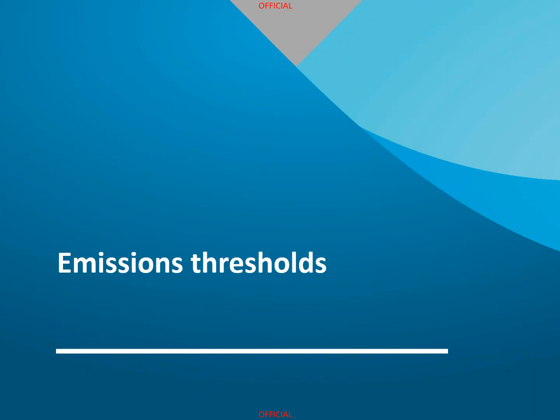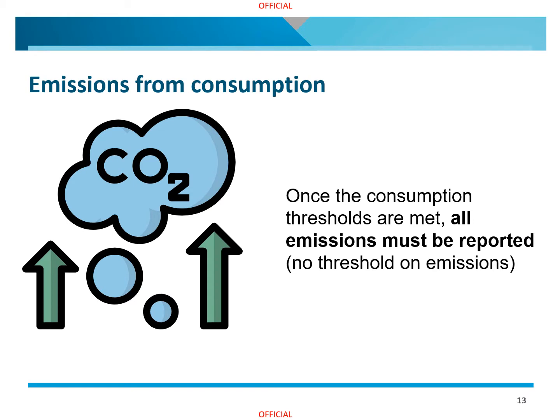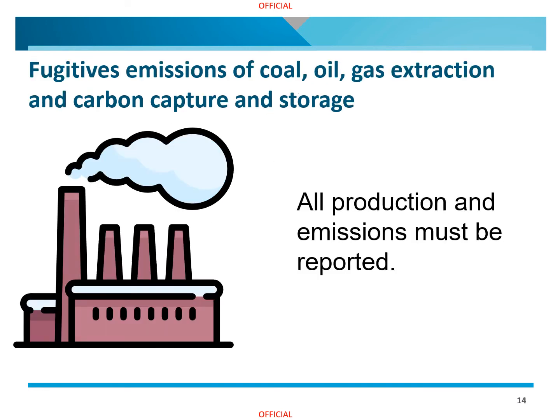In the third part of this video, we will cover the emissions thresholds. For consumption, once the previously mentioned solid, liquid, or gaseous thresholds are met, all emissions must be reported. That is, there are no thresholds on the quantities of reportable emissions. For production and associated fugitive emissions of coal, oil, gas extraction, and carbon capture and storage, there are no thresholds. All production and emissions must be reported.